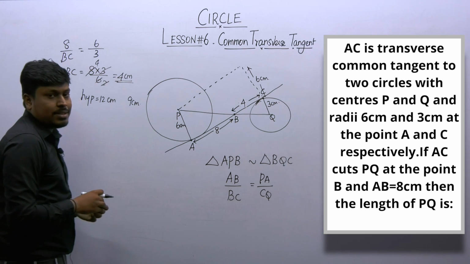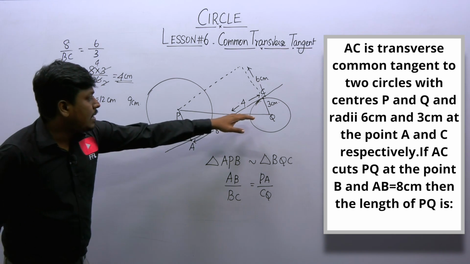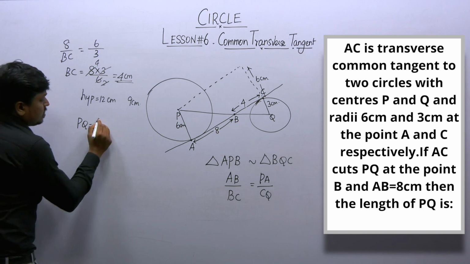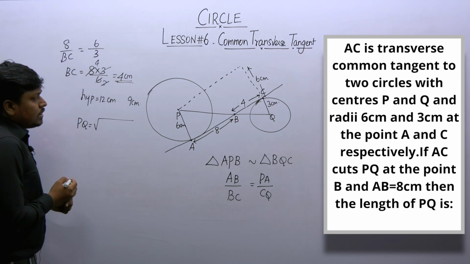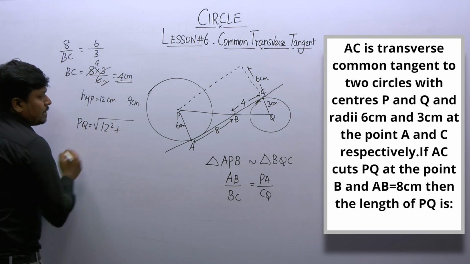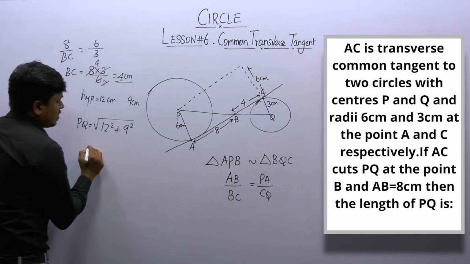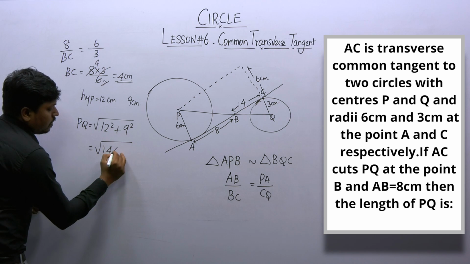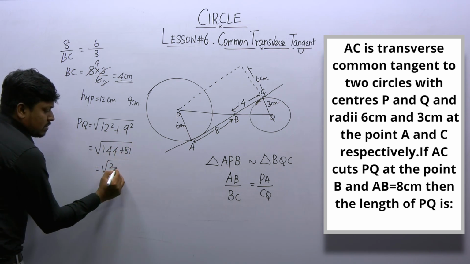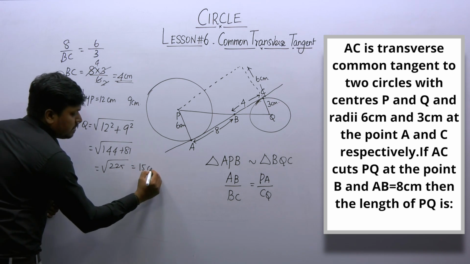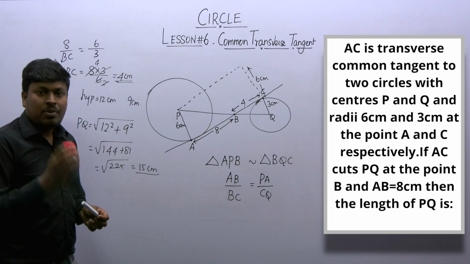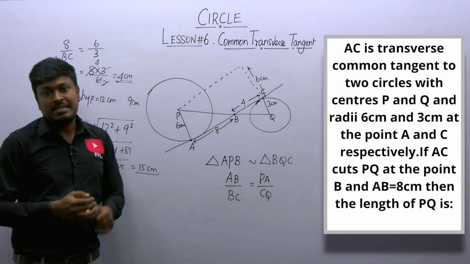So now the final target is to find the length of the line PQ. PQ is equal to the square root of 12 square plus 9 square. 12 square will be 144, and 9 square will be 81, which is 225. So the square root of 225 will be 15 centimeter. That's it. So finally we can say that the answer for question number 4 is 15 centimeter.